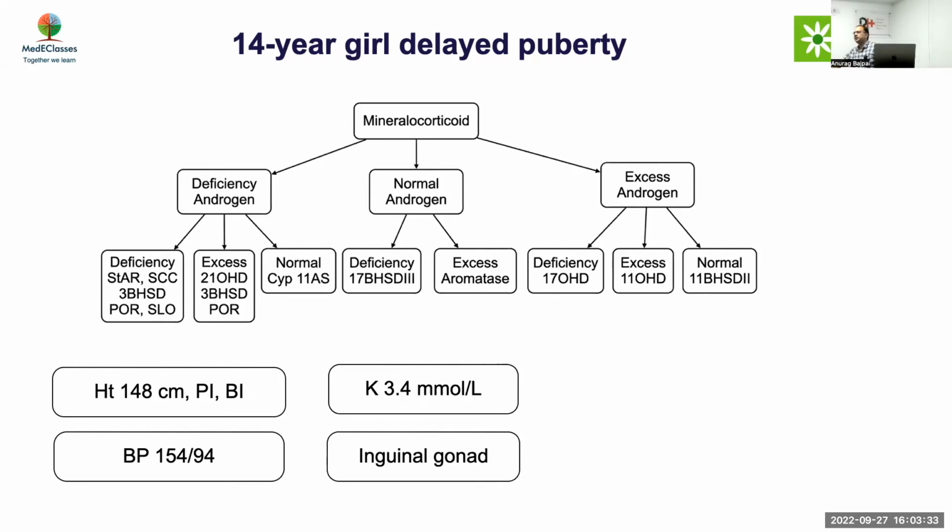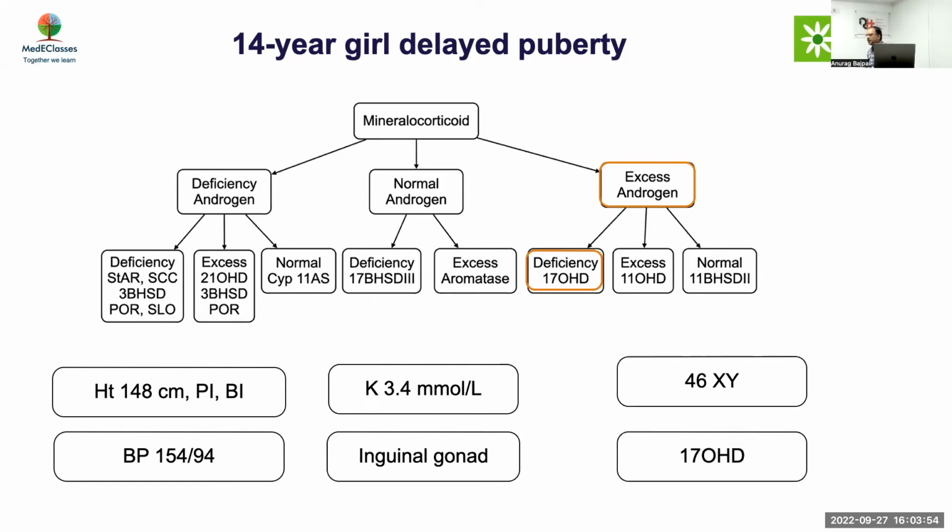Androgen levels are low. So you have excess mineralocorticoid with androgen deficiency. Your diagnosis is very simple, only one differential. That is, you're dealing with 17-hydroxylase deficiency. So this algorithm is very easily giving us where we are heading to. So this case classically is 46,XY DSD with hypertension, 17-hydroxylase deficiency.